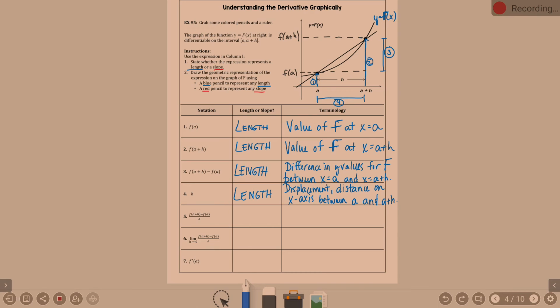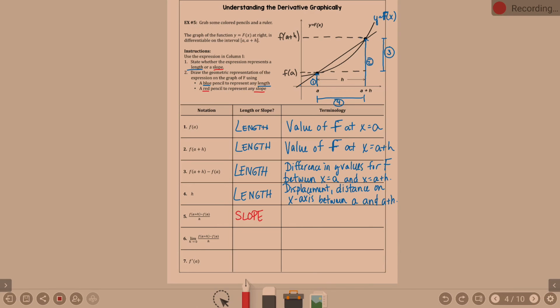Okay, 5. That's a slope because it's rise over run. We're comparing two quantities, right? We're talking about a ratio. Now, here's the deal. We have to draw this on here, so we have a ruler to do. Yeah, exactly. You haven't really had to use the ruler.